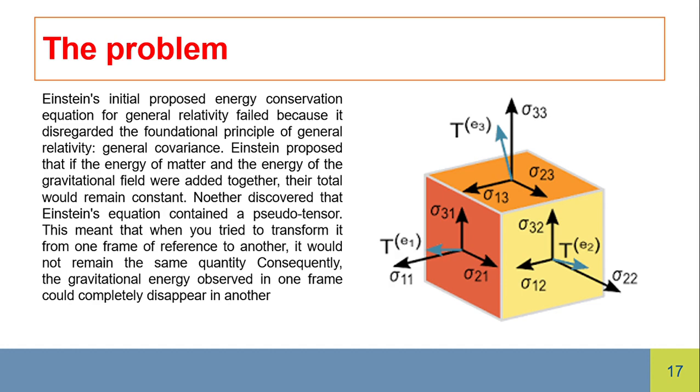Einstein's initially proposed energy conservation equation for general relativity failed because it disregarded the foundational principle of general relativity, general covariance. Einstein proposed that if the energy of matter and the energy of the fields were added together, their total would remain constant. Noether discovered that Einstein's equation contained a pseudo tensor. This meant that when we tried to transform it from one frame of reference to another, it would not remain the same quantity. Consequently, the gravitational energy observed in one frame could completely disappear in another.